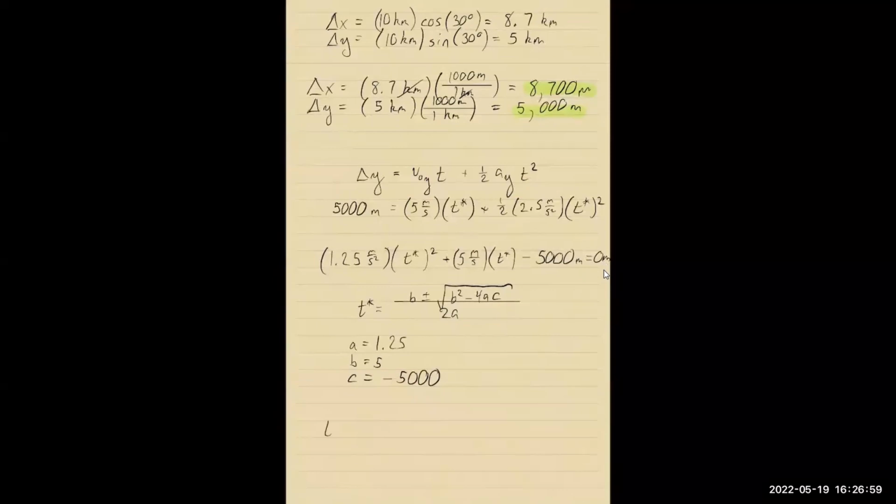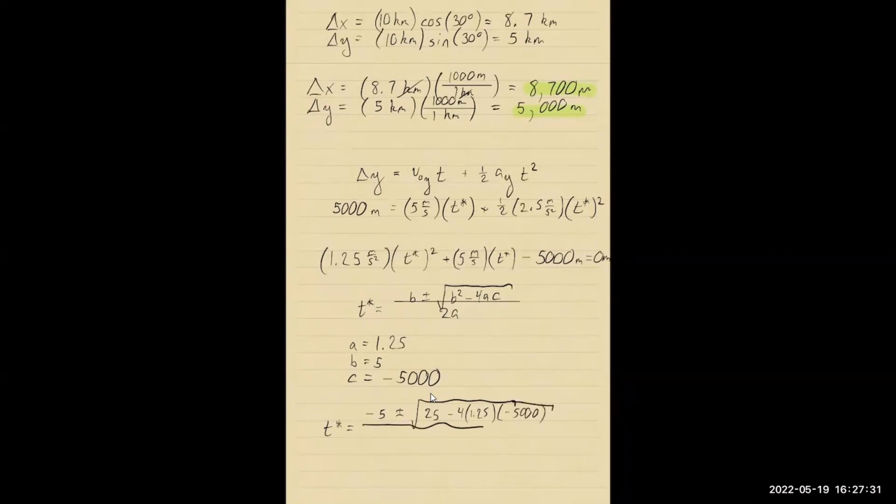So we get that t star is equal to minus b, which is minus 5, plus or minus the square root of b squared. So b squared is 5 times 5, or 25, minus 4 times our value for a, which is 1.25, times our value for c, which is minus 5,000. There you go. All of this is divided by 2 times our value for a. So 2 times 1.25 is 2.5, just like that.